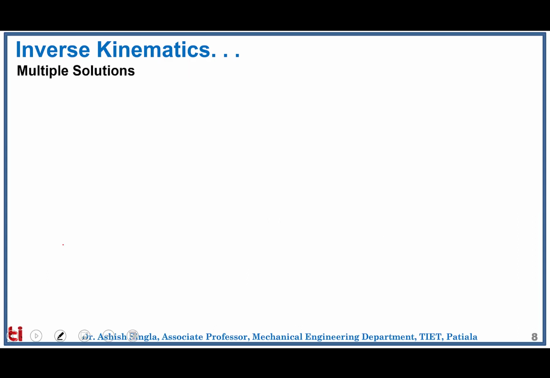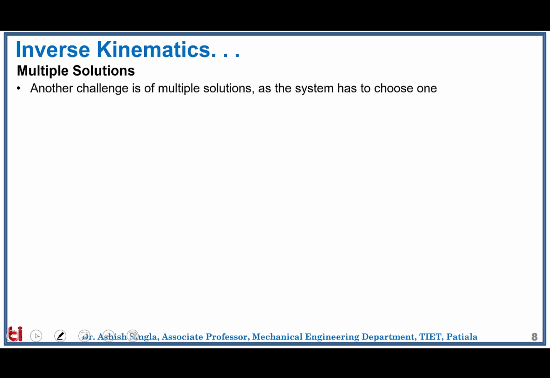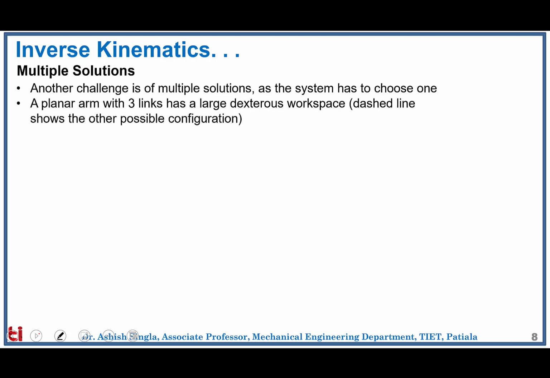Next comes the issue of multiple solutions, which is another challenge because it is very difficult for the algorithm or the system to decide which particular solution is to be preferred. So let's take the example of a planar arm with 3 links. It has a large dexterous workspace.